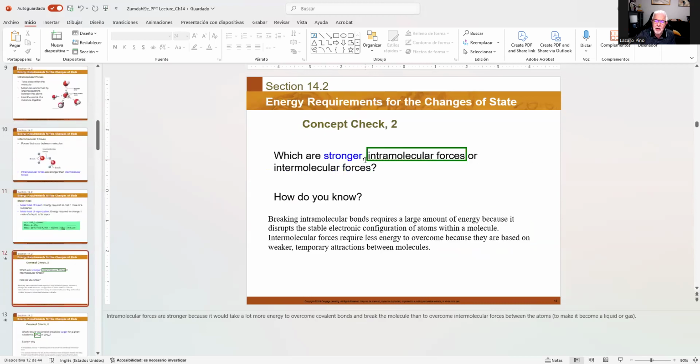Which is the stronger, intramolecular forces or intermolecular forces? Okay, I already answered it, but you can stop the video and you can read here and you have the answer.